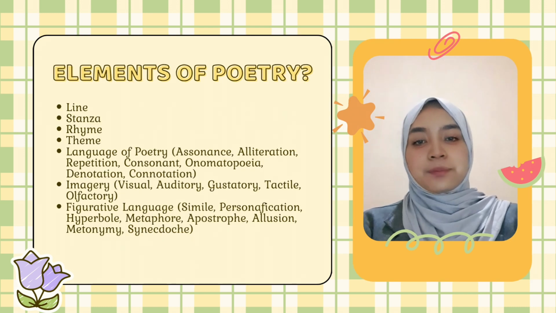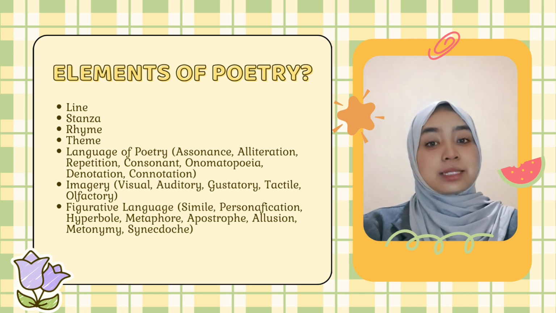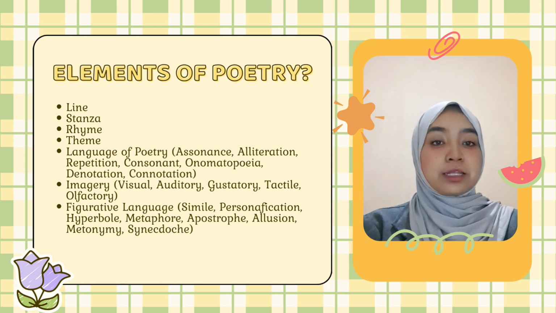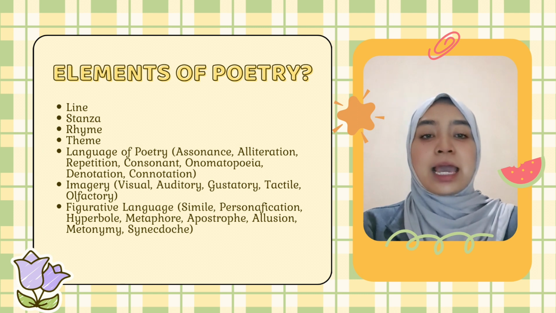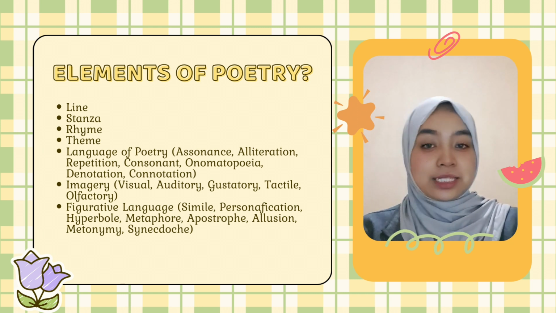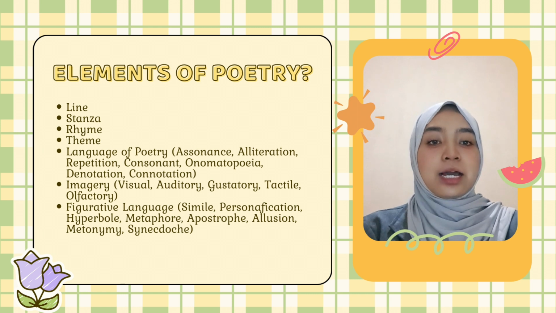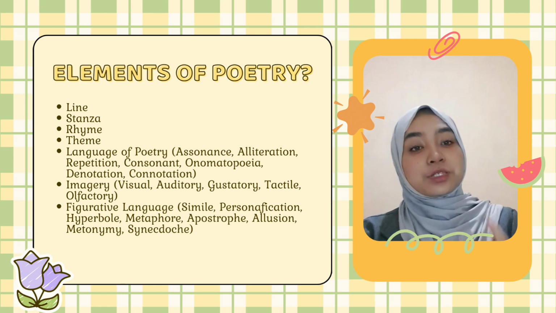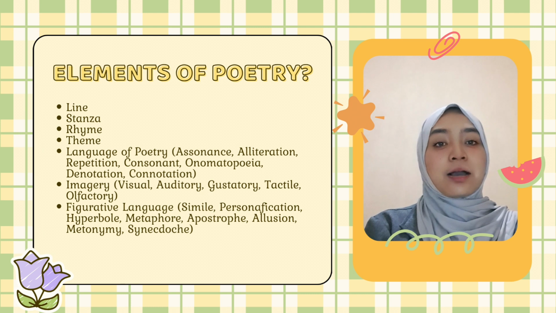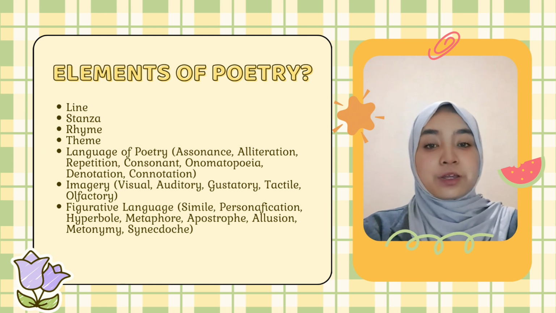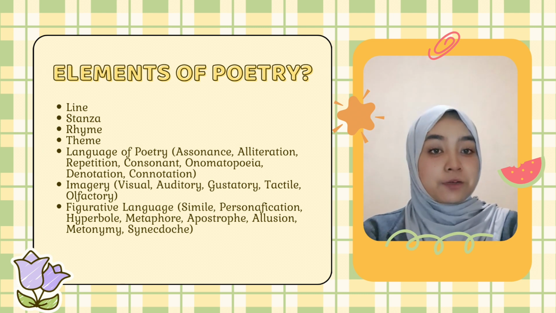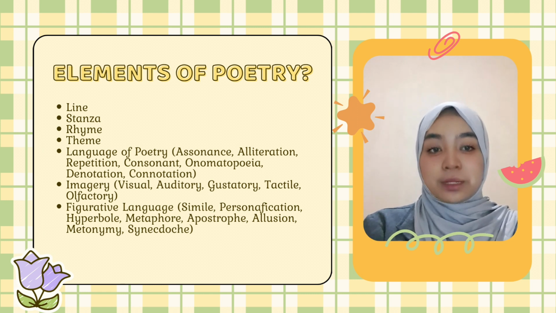beautiful. Right. Poetry also has some elements such as line, stanza, rhyme, theme, and language of poetry, and it's divided into some parts like assonance, alliteration, repetition, consonance, onomatopoeia, and denotation and connotation. And also there is imagery, divided into visual imagery, auditory imagery, gustatory imagery, tactile imagery, and olfactory imagery. And the last of the elements of poetry is figurative language. Figurative language is divided into simile, personification, hyperbole, metaphor, apostrophe, allusion, metonym, and synecdoche.